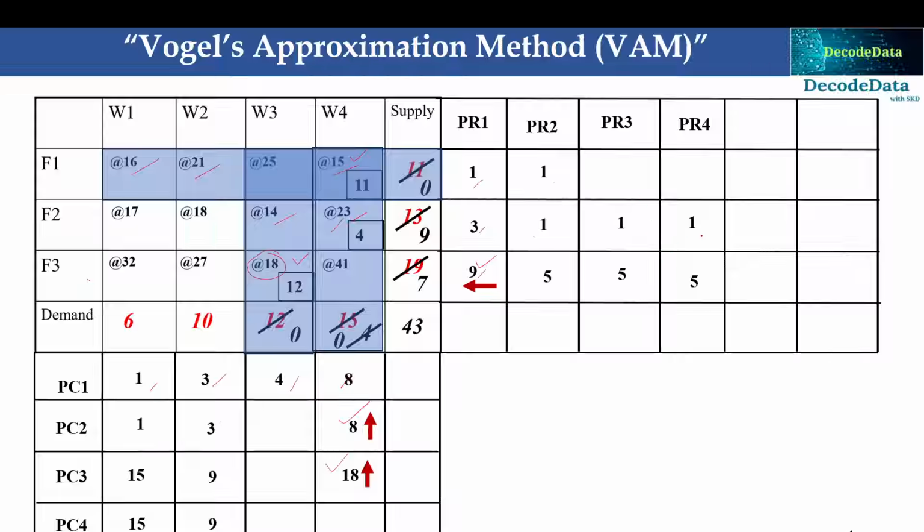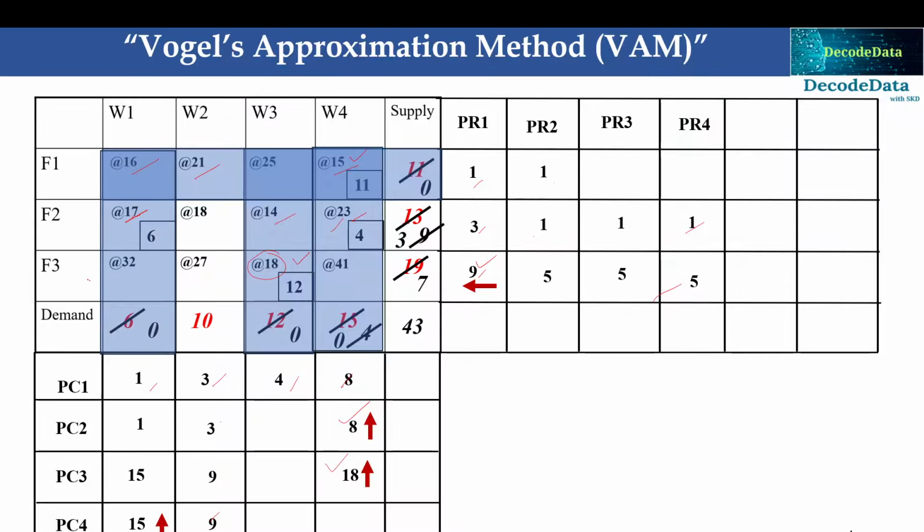Now out of this, 1, 5, 9 and 15. 15 is the highest, so I'll take 15. Out of this, 17 is basically the lowest one, right? So factory 2 can supply 9, whereas demand is only 6. So we'll give 6. This will become 3, this will become 0, right?